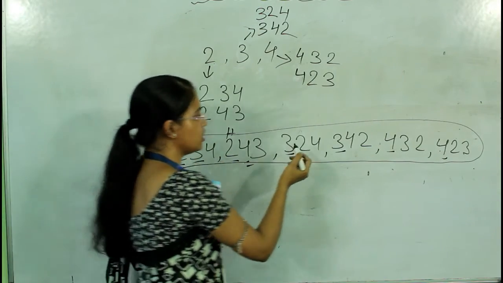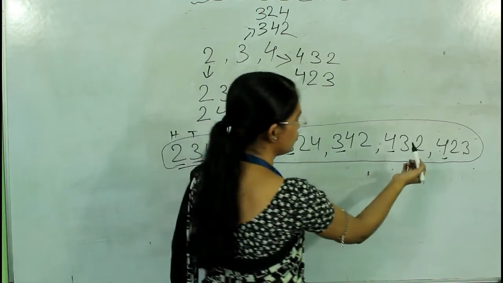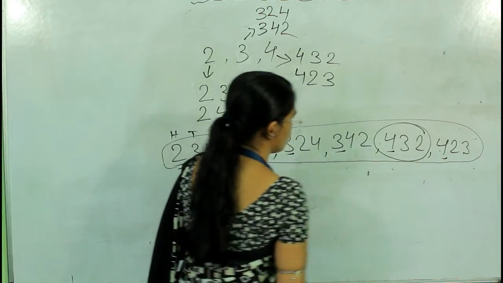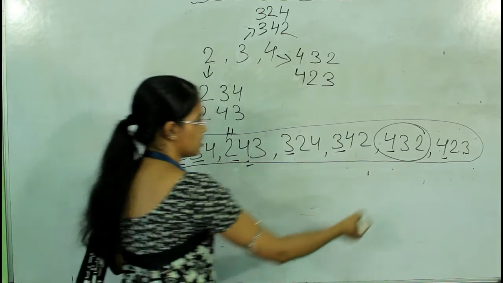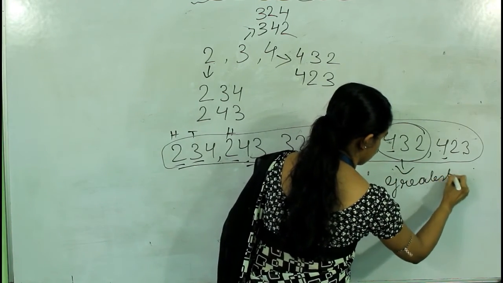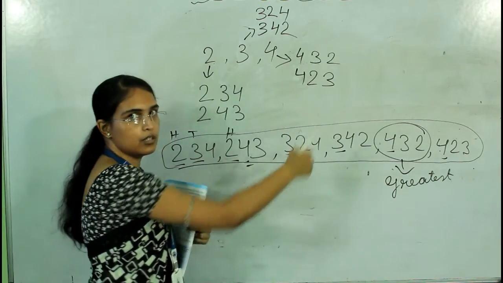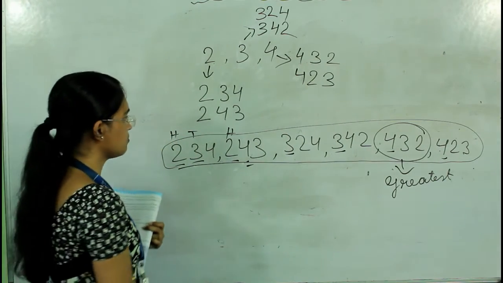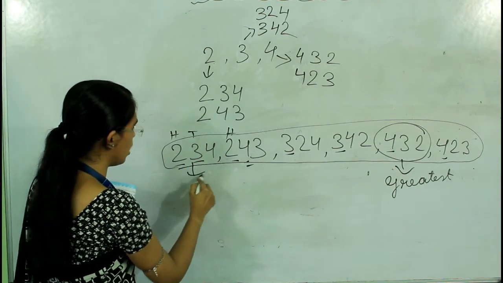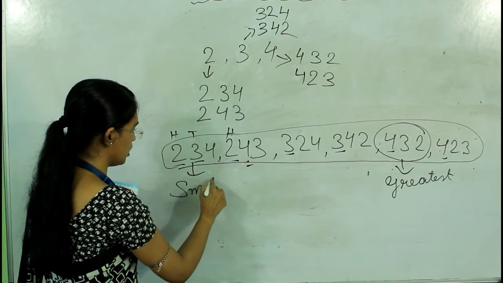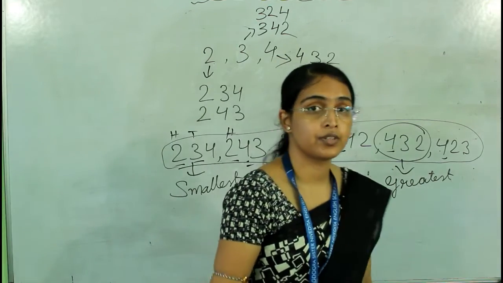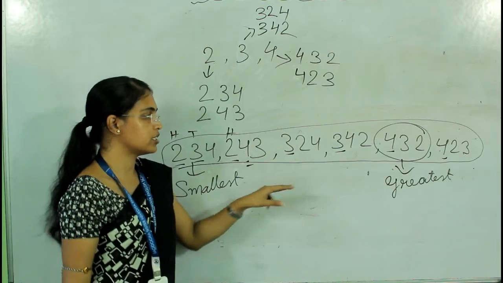234, 243, 324, 342, 423, 432. So among all these numbers, the greatest number is 432. This is the greatest number. And among these numbers, which one is the smallest number? 234 is the smallest number. Okay. So in this way, you can find out the smallest and the greatest number.